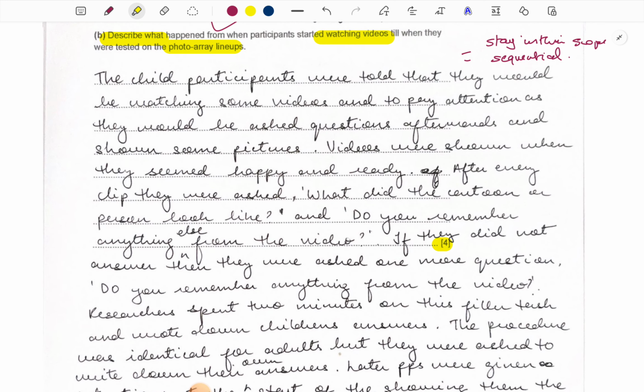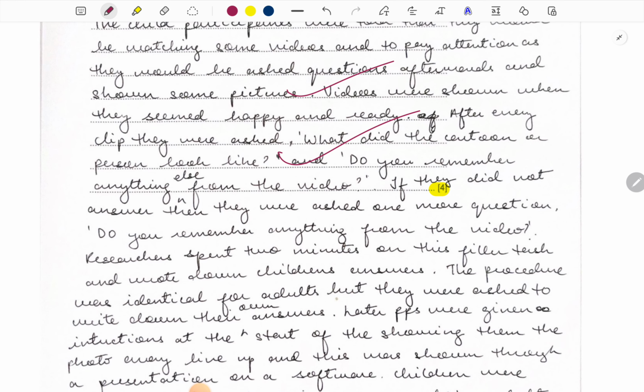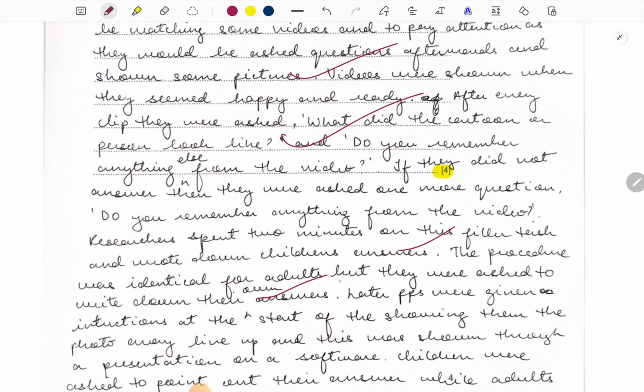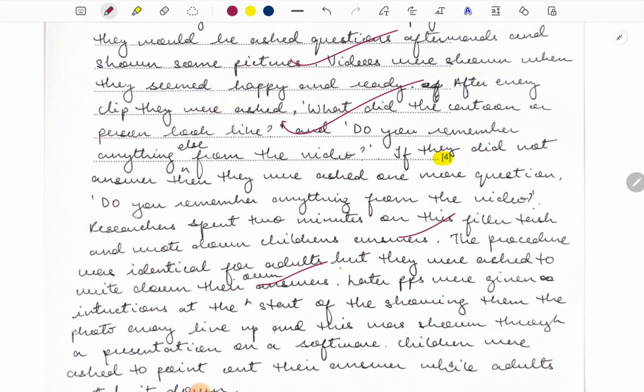Okay, now let's look at what this student has written. She has mentioned that first they were asked to pay attention. They were told they would be asked questions later. She specified the questions that were asked. Then she's mentioned a filler task that had to be done. She has mentioned that the procedure is identical for all types of participants.